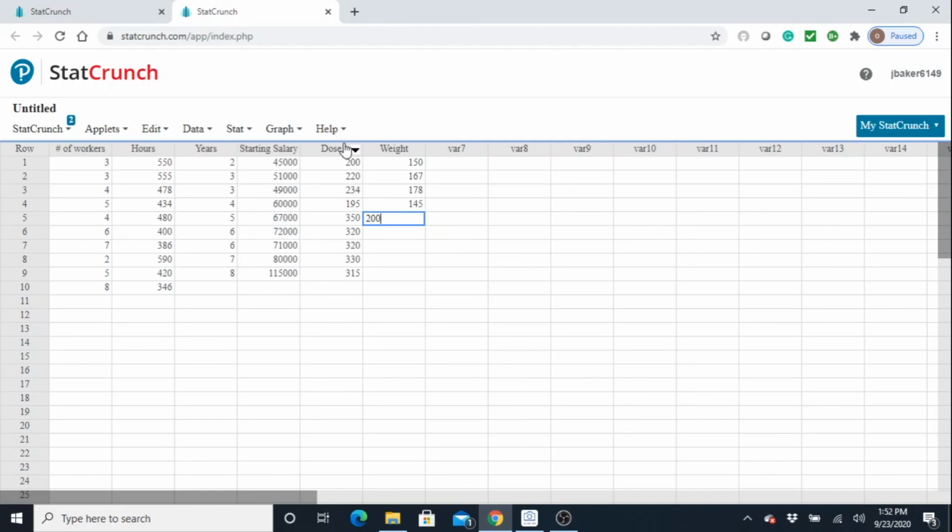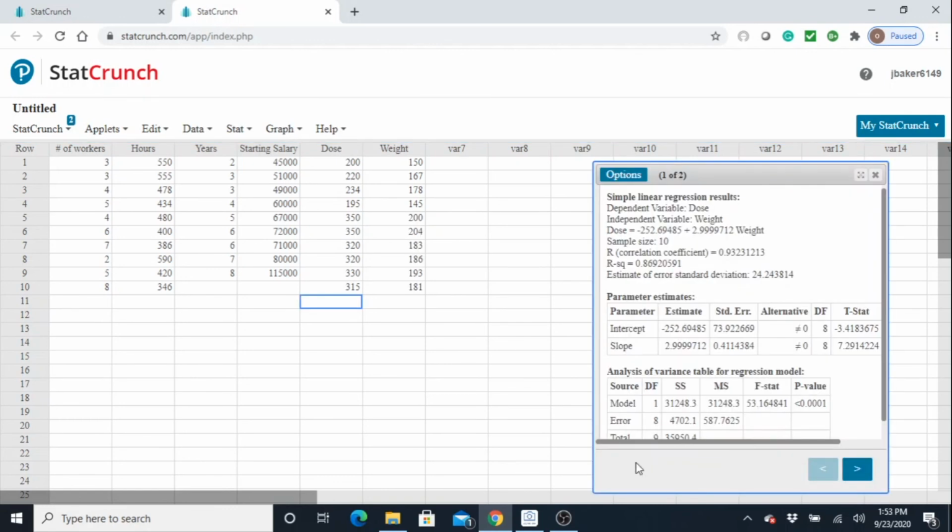Okie doke. So now, once again, I'm going to go back into stat. I'm going to go into regression, and I'm going to hit simple linear. This time I'm going to be careful. I'm going to hit weight first because weight is the explanatory variable and dose is the y variable. I'm going to hit compute, and I get myself an R equals 0.9323.